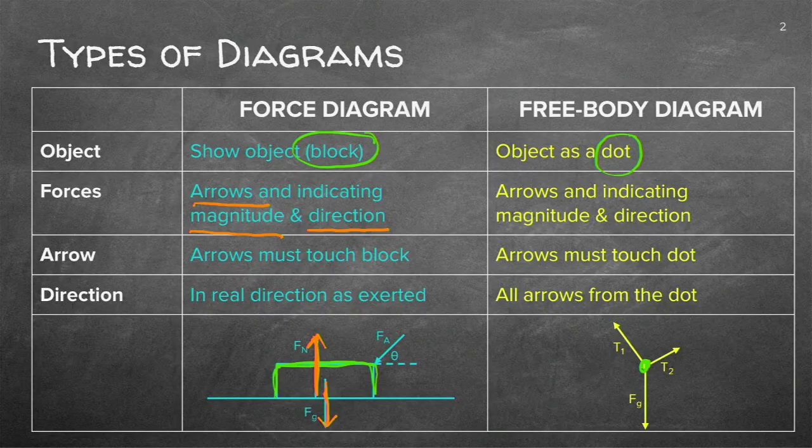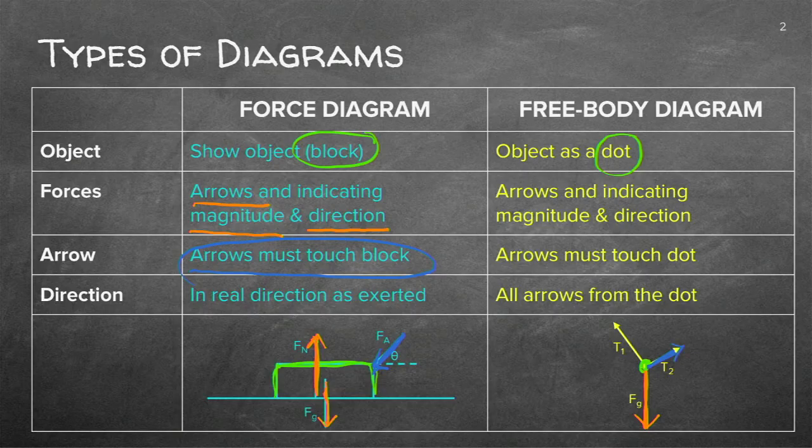And here it's exactly the same. You will show the magnitude and the direction of the force. Another difference between the force diagram and the free body diagram is that the arrows have to touch the block. It cannot start somewhere in the vicinity. It needs to touch the block. Do you see that arrow is touching that block there? And here the arrow is actually touching the dot.